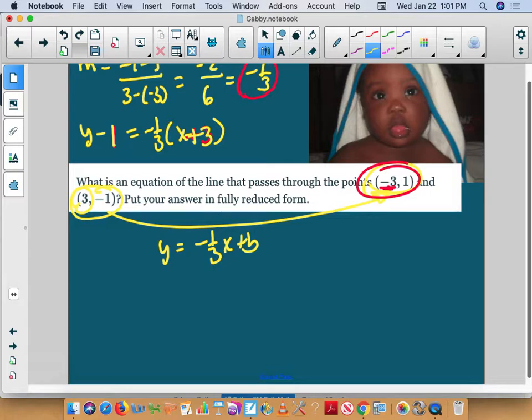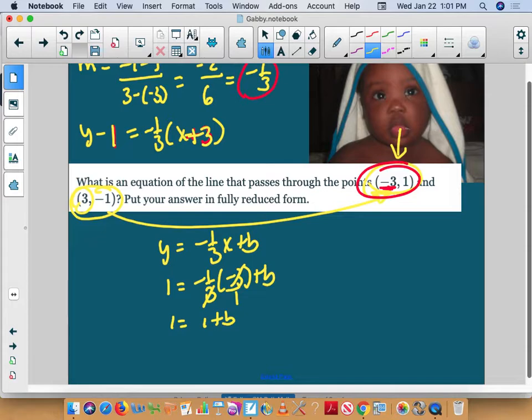I'm going to fill in a number for x and y. Does it matter which point I use? Let's use Rebecca's. Okay, so I'm going to fill in y as 1 equals negative 1/3, x is negative 3, plus b. This is negative 3 over 1, right? So I have 1 is equal to, these cancel, and what's a negative times a negative? So I get 1 plus b.